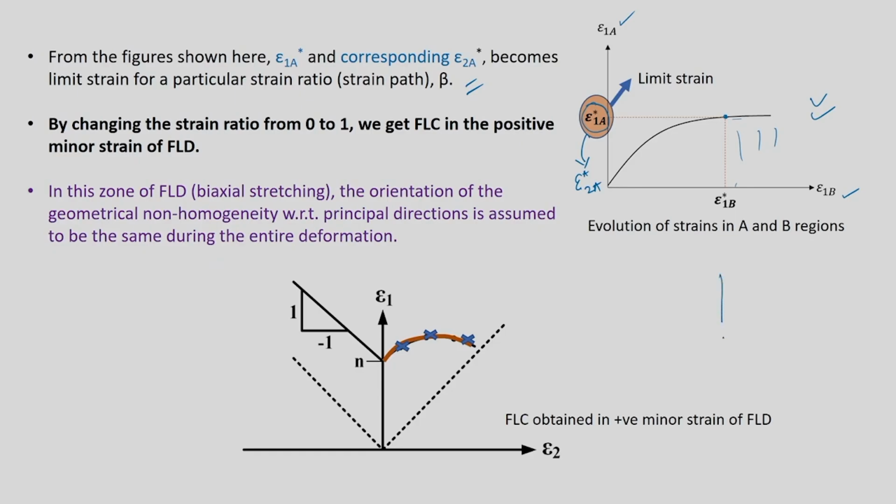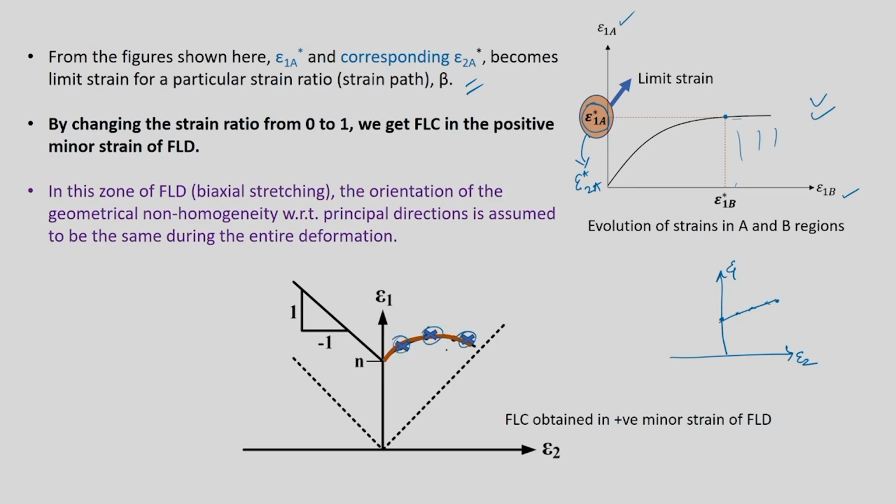again we are looking at 0 to 1. Let us say this is epsilon 1, this is epsilon 2. Strain ratio 0 means plane strain, to 1 that is balanced biaxial stretching. You can get different epsilon 1 star and 2 star, and you can connect all these values. Let us say you have 4 different cases here, and you will get the forming limit curve on the positive major strain side of the FLD like this.